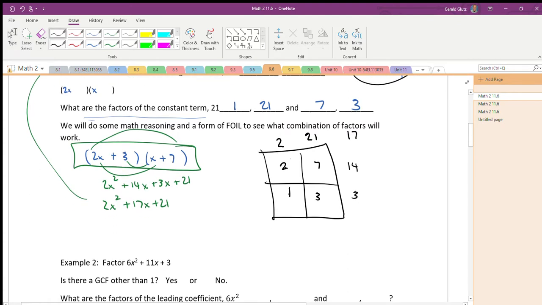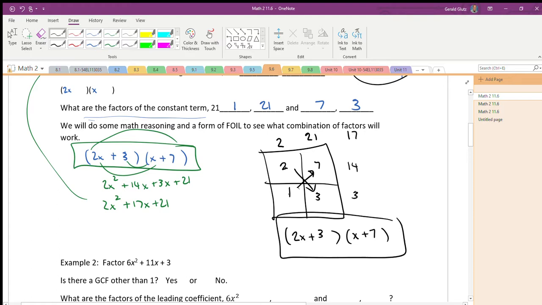So remember, we start with the top left. That's going to be multiplied times x. So 2 times x, add the diagonal, 2x plus 3. Bottom left times x, so 1 times x or just x, add the diagonal, so plus 7. So that's 2 different ways to do these. Whichever way you feel more comfortable with, feel free to do it that way.